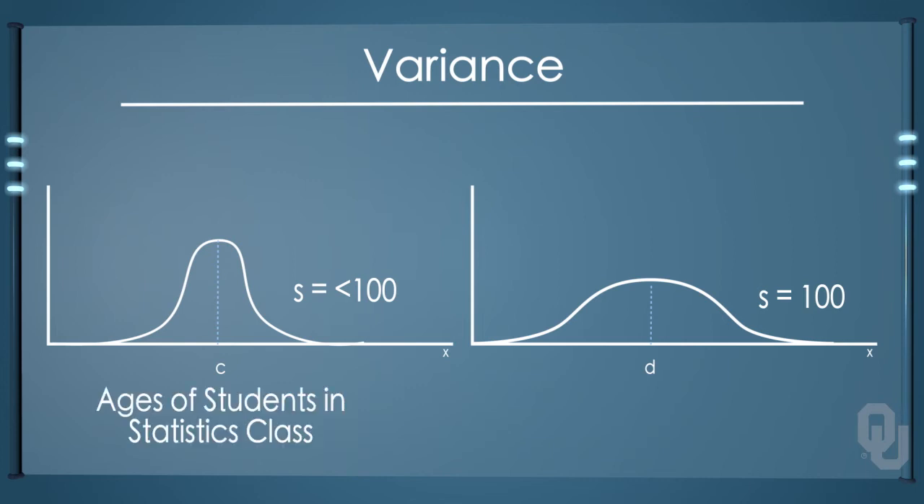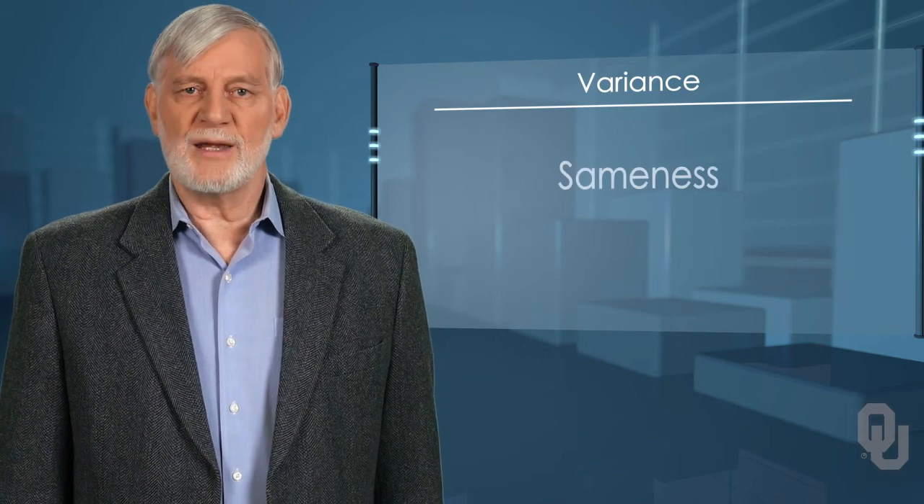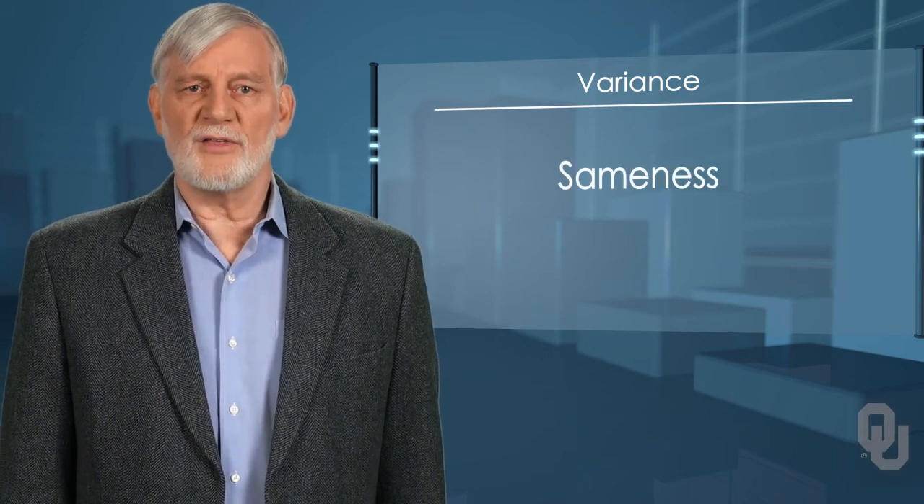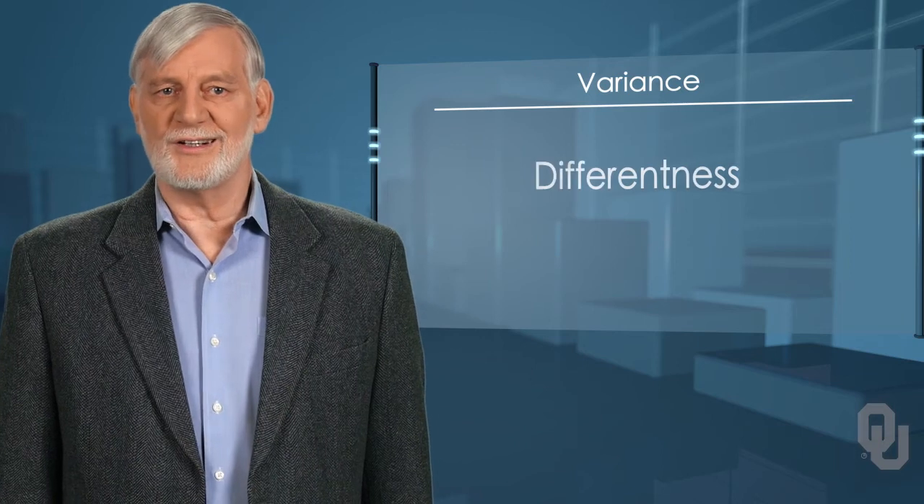The ages of students in your statistics class are much more alike than the ages of all the people in town. The variances, and thus standard deviations, for the classroom ages would be smaller than that for the whole town, which includes people who are elderly and babies as part of the whole group. In an important way, the standard deviation is a measure of sameness. It can also be thought of as a measure of differentness.